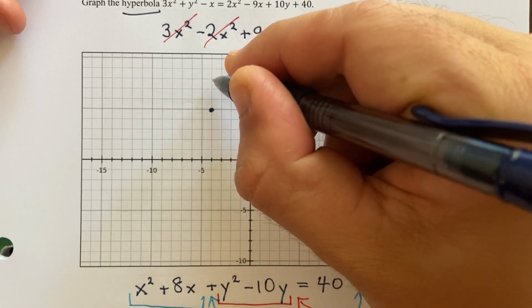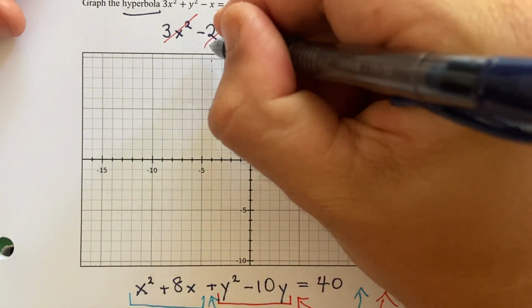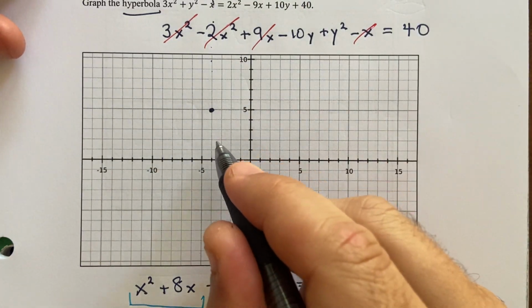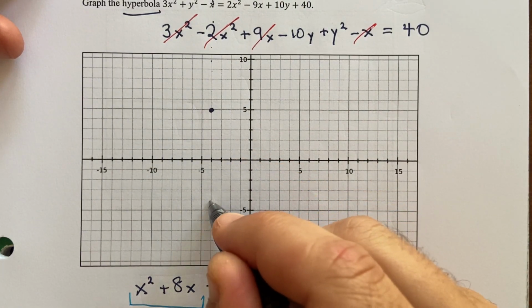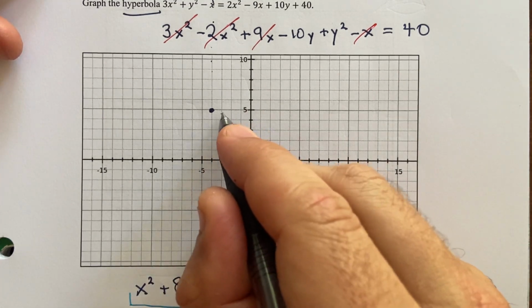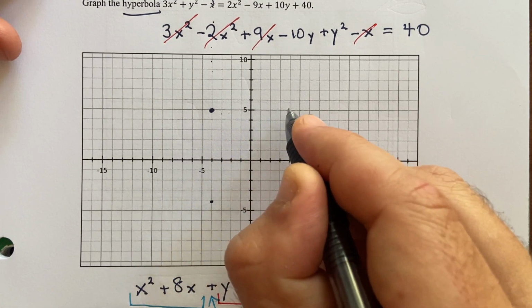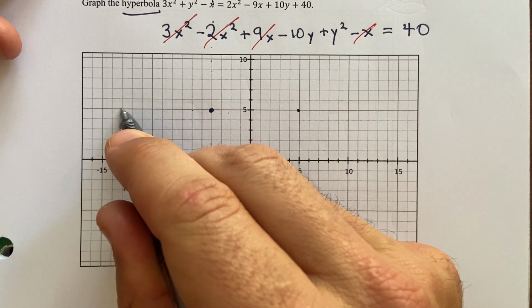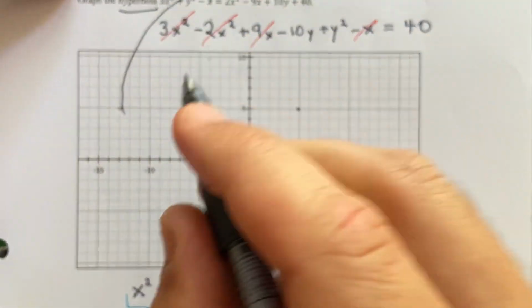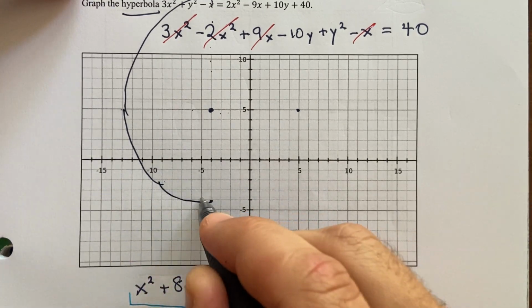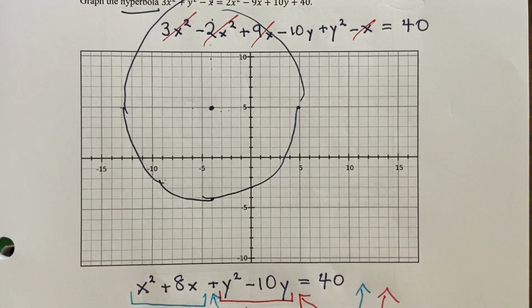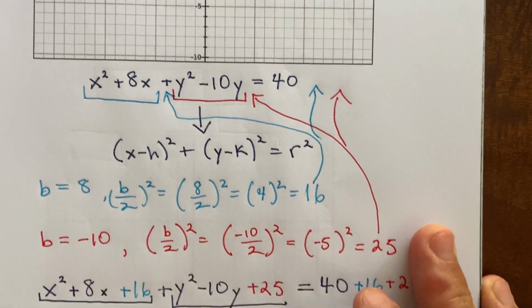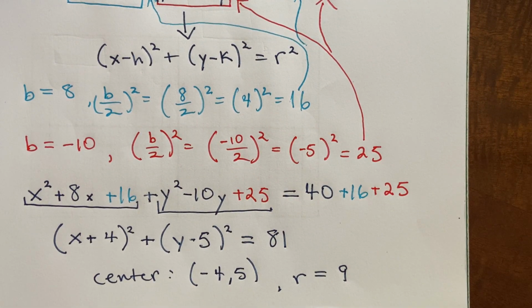So 1, 2, 3, 4, 5, 6, 7, 8, 9 maybe. 2, 3, 4, 5, 6, 7, 8, 9. 1, 2, 3, 4, 5, 6, 7, 8, 9. So I'd be making this fairly large circle. All right, going off the page with that one, but it's the work that matters. Just completing the square process is still around.